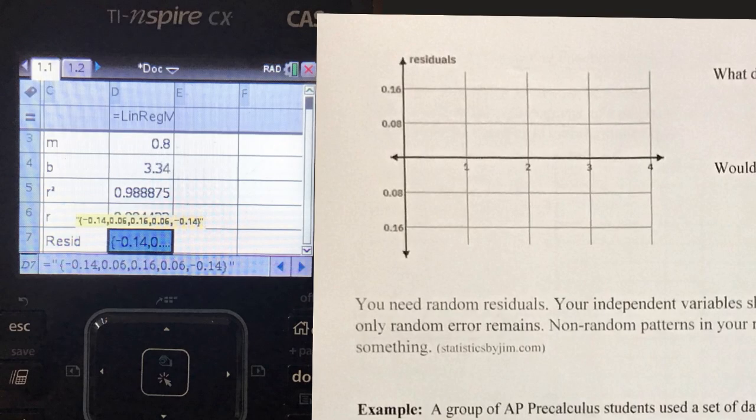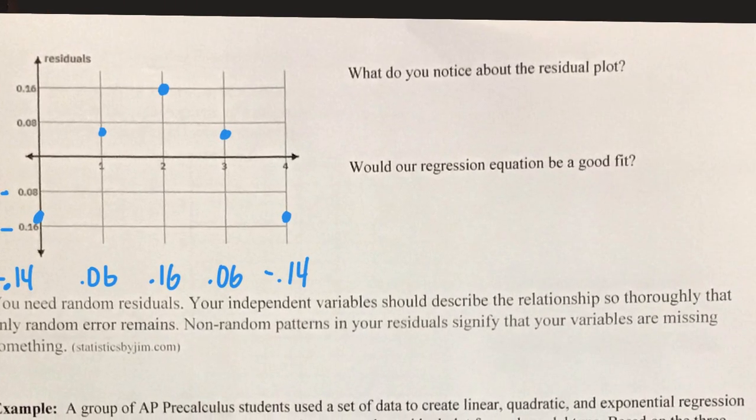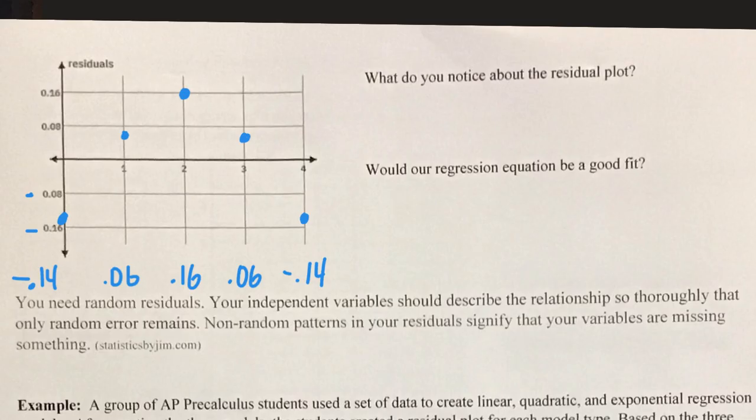So here's the back side of the worksheet, and at first it has this plot here. We're going to plot each of these residuals from your calculator: your 0, negative 0.14, your 0.06, your 0.16, your 0.06, and your negative 0.14. The residuals come from your calculator when you hover over the box next to resid. We're going to plot those. So let's answer some questions. What do you notice about the residual plots?